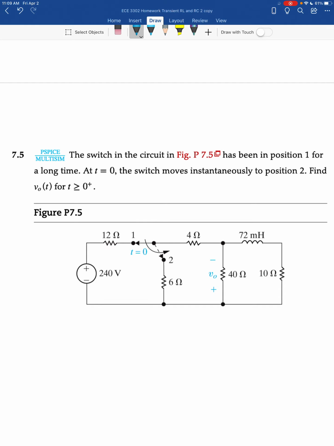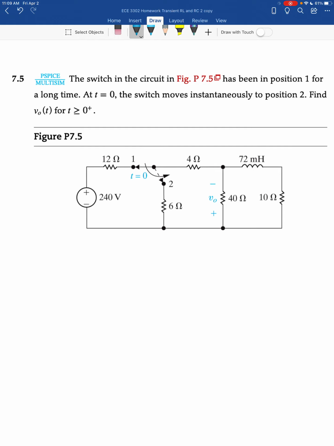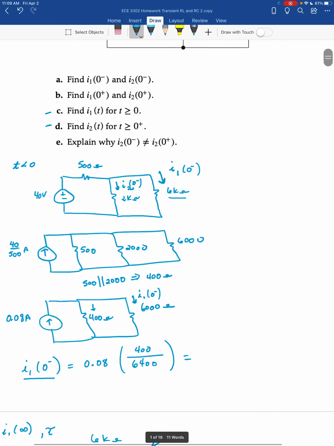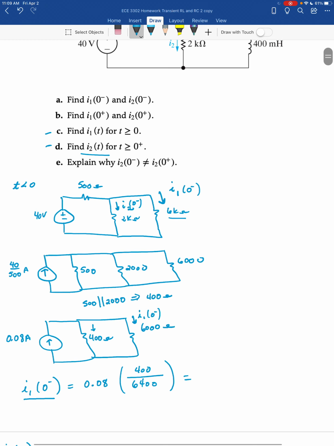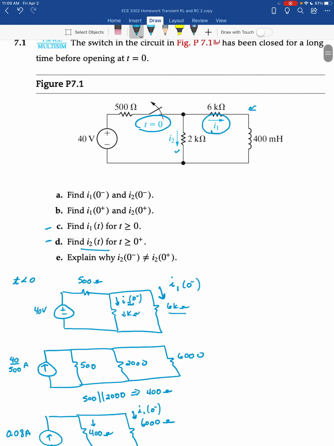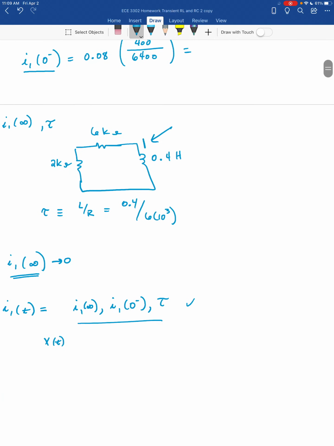Alright, here is another problem, and it's almost exactly the same. So we'll look at this and see what it looks like. It's also an inductor problem. You're asked in this problem to find this voltage V naught. Oh, let me go back to the previous example really quick. Remember, we're also asked to find I2 of t for t greater than or equal to 0 plus. And I2 of t is shown here.